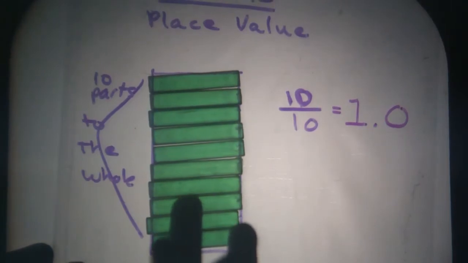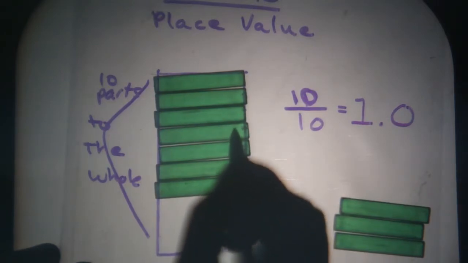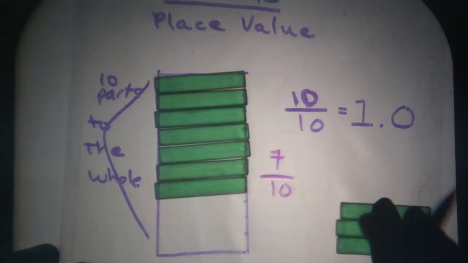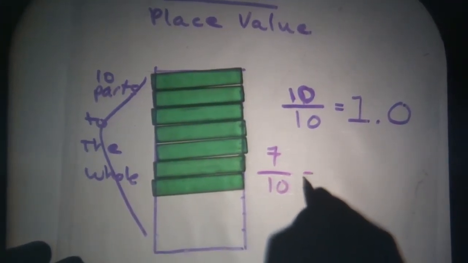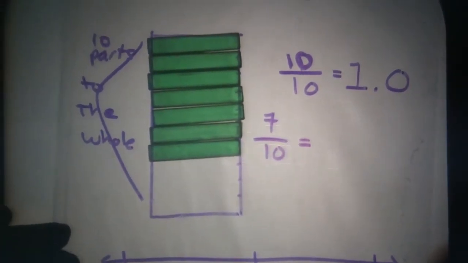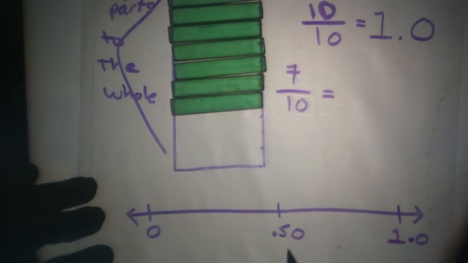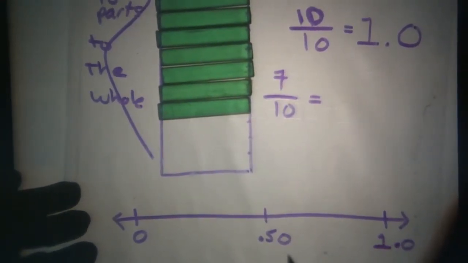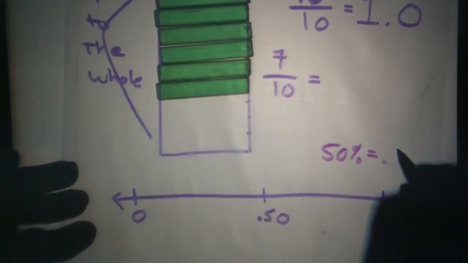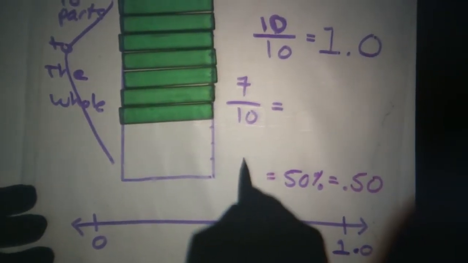If I were to take away 3 of these, I now have 1, 2, 3, 4, 5, 6, 7. 7 over 10 parts. So if we were to do that in a decimal, let's look first of all at our number line. Here is 0, here is 1 whole. The halfway mark is 50%, if we want to do percentages. In decimal, that would be 0.5 or 0.50. And in fraction, 1/2.